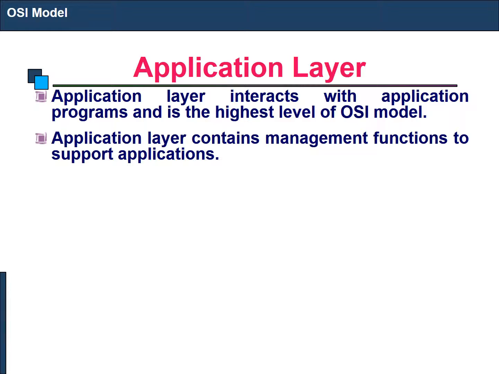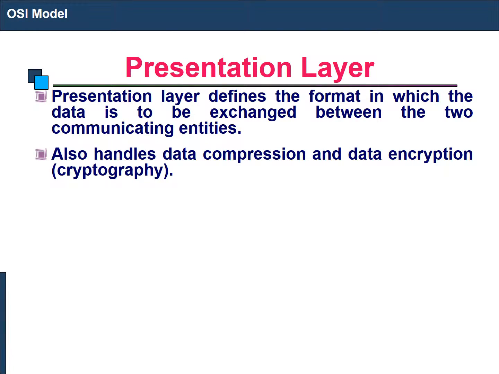Now the sixth is the presentation layer. Basically, the presentation layer defines the format in which the data is to be exchanged between the two communicating entities. Communicating entities are the two computer systems. The format could be MPEG, JPG, WAV, MP3 files, XLS, PPTX. There are many formats which we use, right, to transfer data.